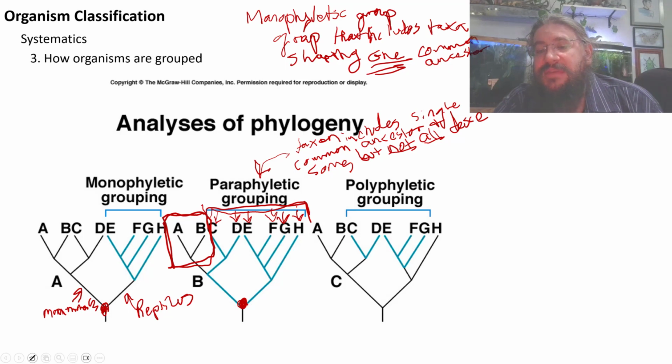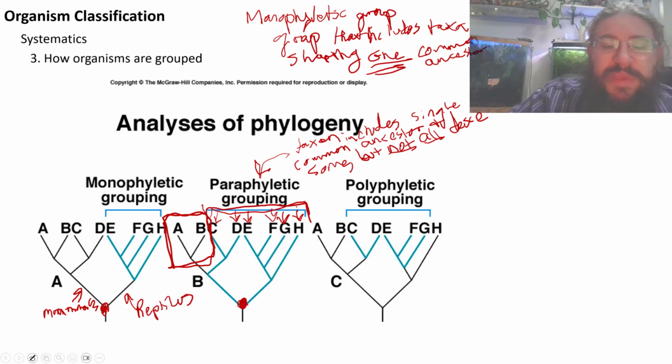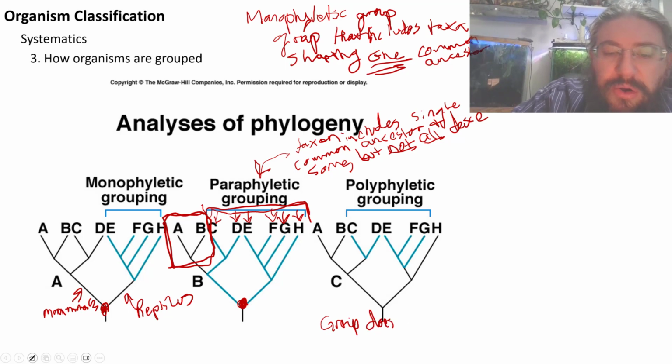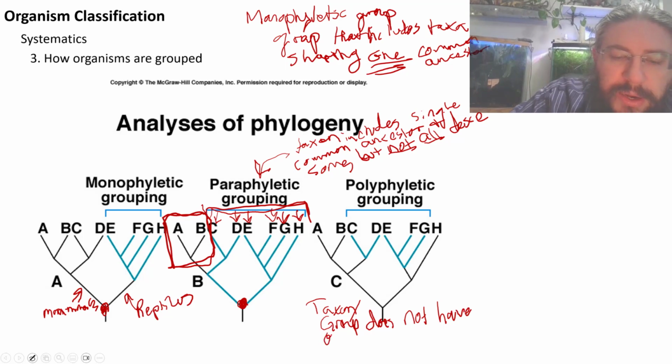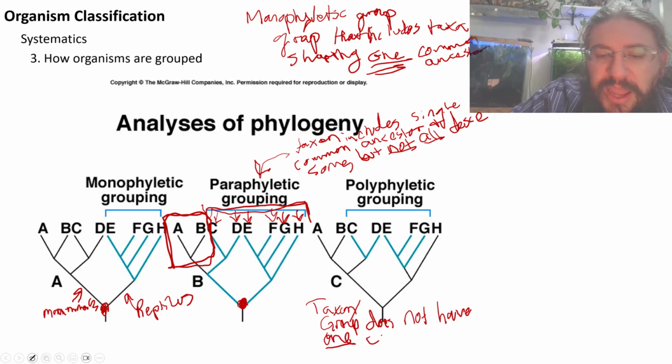Then you have polyphyletic groupings. So a polyphyletic grouping, right? We do not include one common ancestor. So, the group slash taxon does not have one common ancestor.